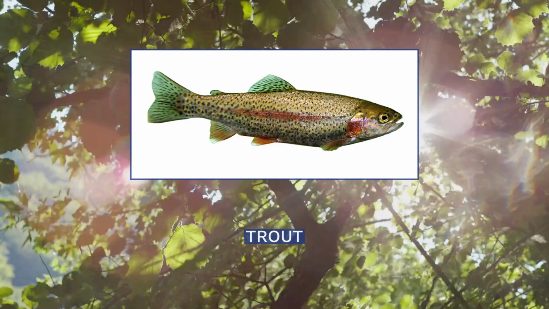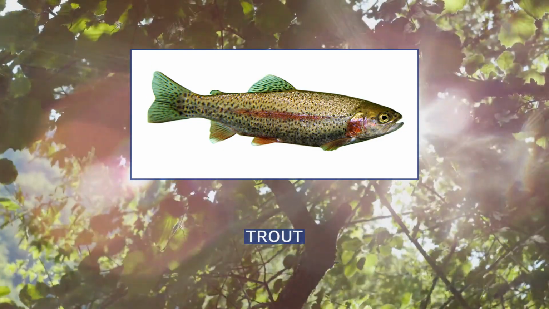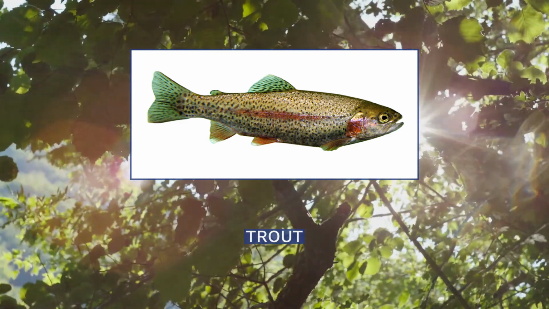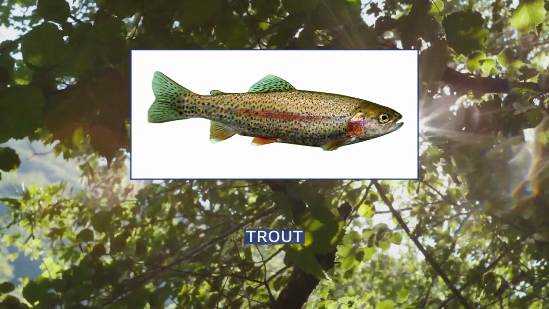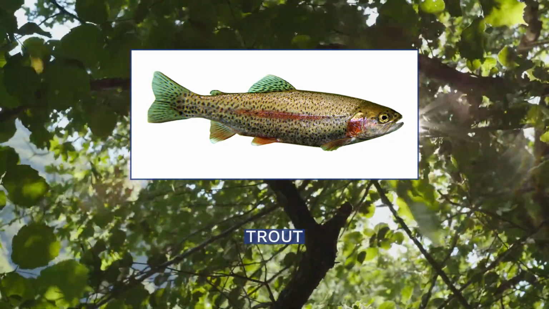Some local populations of specific subspecies, or in the case of steelhead, distinct population segments, are listed as either threatened or endangered under the Endangered Species Act. The steelhead is the official state fish of Washington.